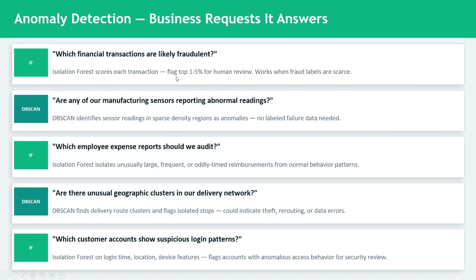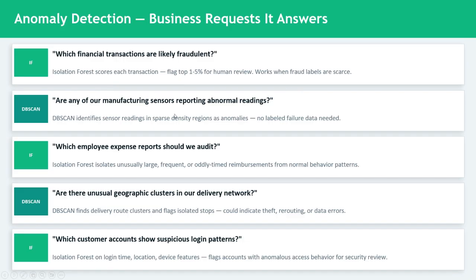So when we say top 1 to 5% for human review, we're actually saying an anomaly score of 95 to 99%, and then applying that to the entire volume of the data set. And so we can't do more than this. Remember that if we're a bank and we have tens of millions of transactions a day and we flag 1 to 5%, that's hundreds of thousands or tens of thousands of transactions that need to be put up for human review. That's just not possible every day. So we have to keep it very limited based on human review resources. So it works when fraud labels are scarce.